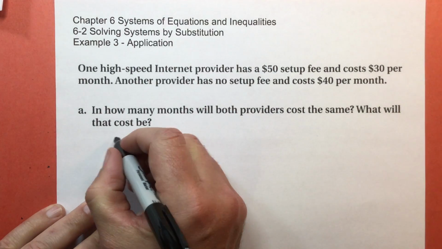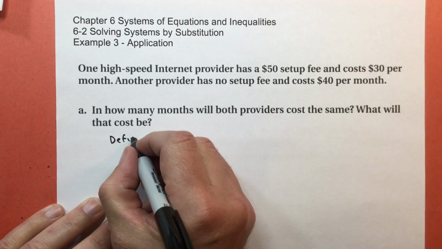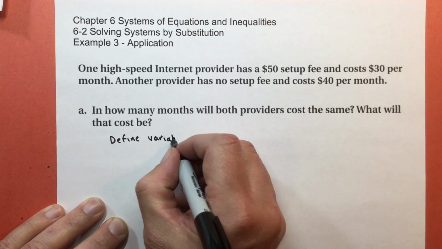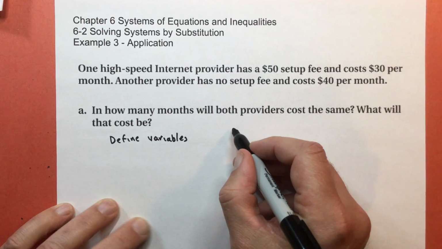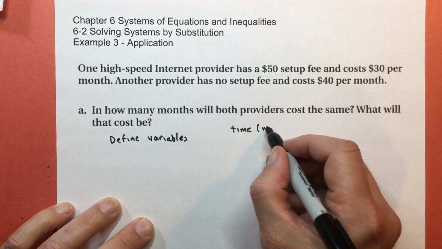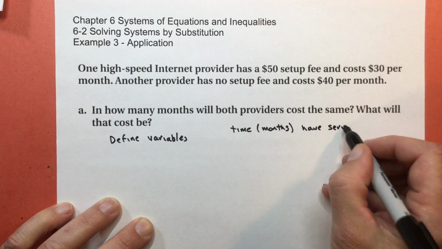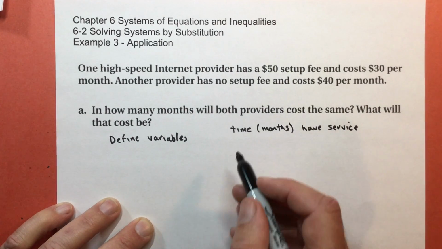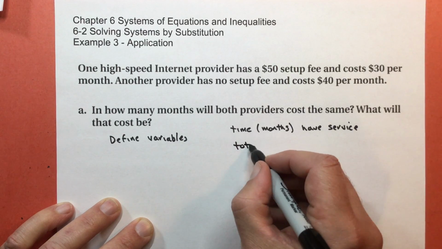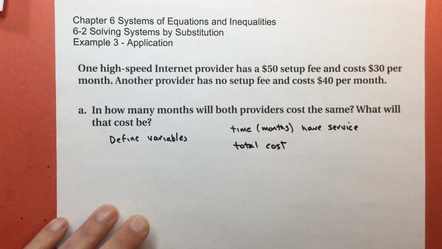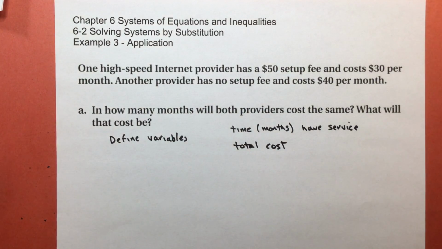So the first thing is that we need to define what it is that we're talking about. The two things that we don't know are the time in months that you have the service, so how long you have the service, and the total cost. Those are the two variables. The time is a variable. It's a measurement that changes. The total cost depends on the time that you have the service. Those are the two variables.